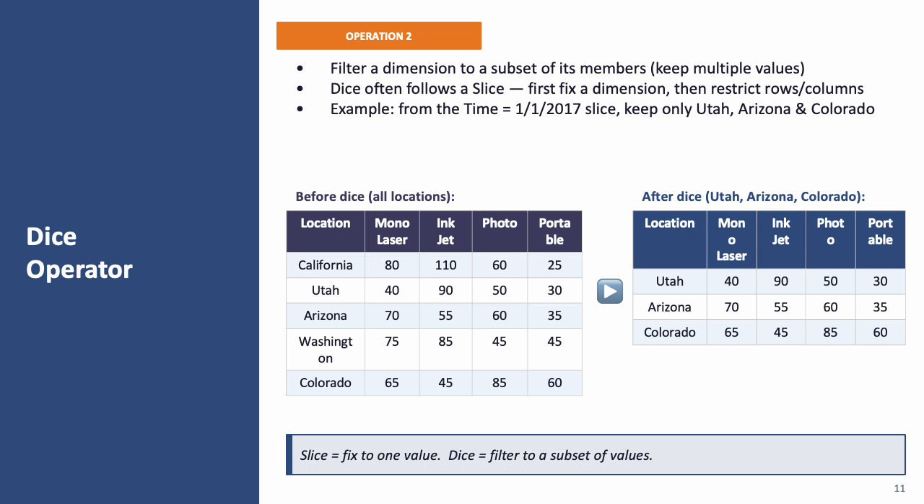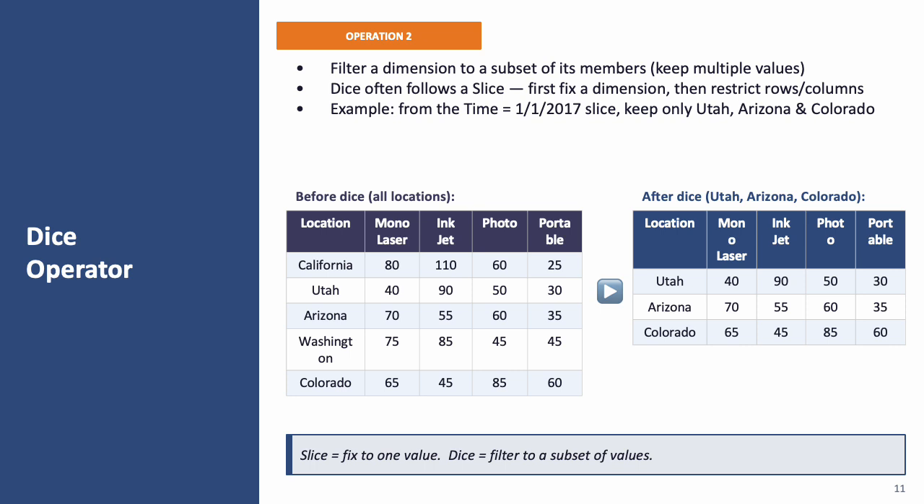The dice operation is often confused with slice. Let's make sure that we know precisely about the difference. Slice fixes a dimension to exactly one value and removes that dimension entirely. Dice, on the other hand, filters a dimension to a subset of its members while keeping that dimension in the result. Look at the example.